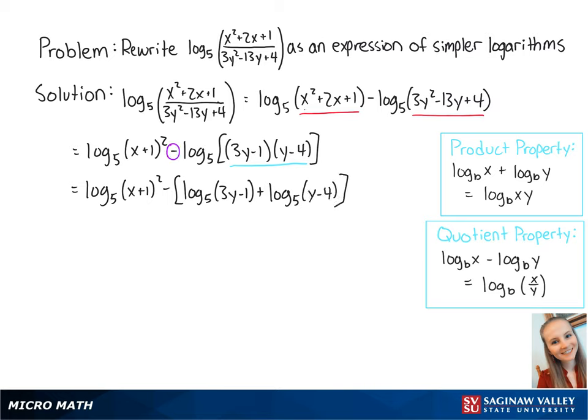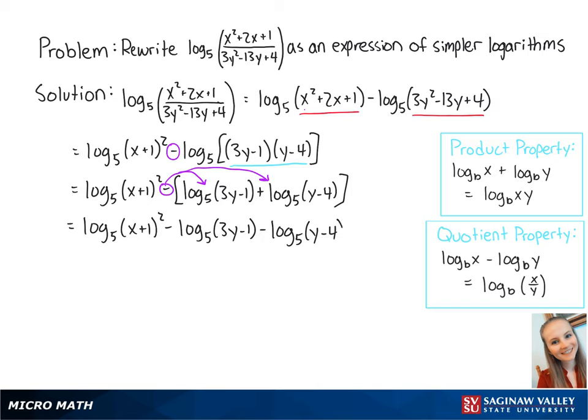Notice that this log is negative, so the minus sign is going to distribute to both of these logs. So now we have the log base 5 of (x plus 1) squared minus the log base 5 of (3y minus 1) minus the log base 5 of (y minus 4).